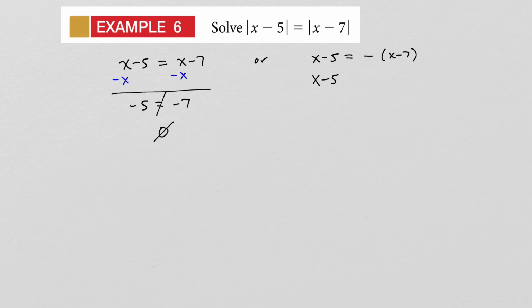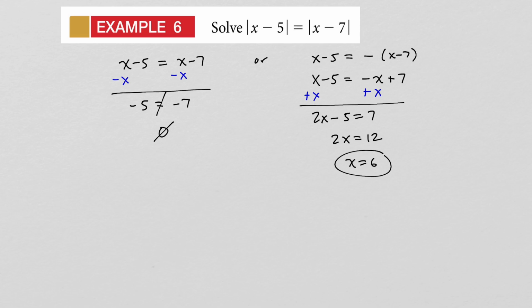However, in the second one here, if we distribute the negative, we get this. And then if we add x to both sides, we get 2x minus 5 is equal to 7. And then adding 5 to both sides, we get 2x equals 12. And finally, dividing by 2 gives us x equals 6. So in this case, there is only one solution.